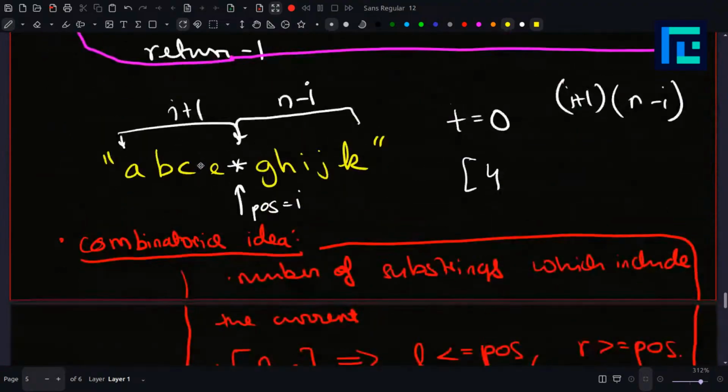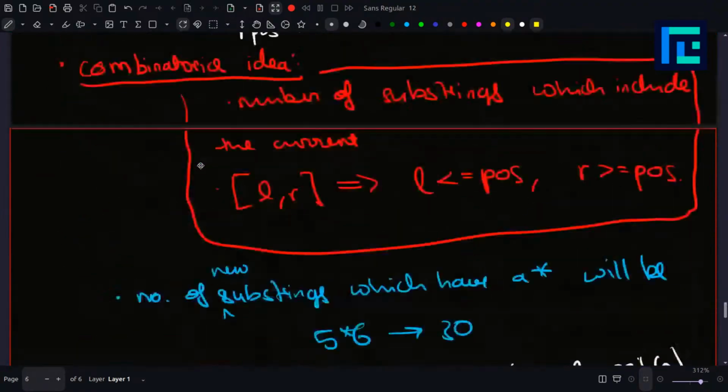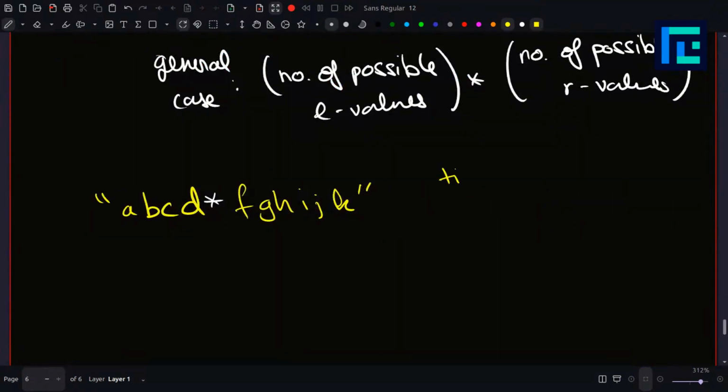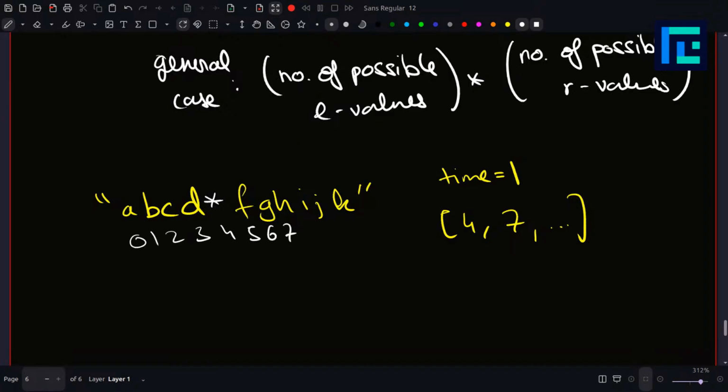Right. So at time equals 0, we already have the star. Now we're going to time equals 1, and we're going to convert some position, let's say 7 also, into a star. Okay, next position we're going to convert is 7. So this is position 0, 1, 2, 3, 4, 5, 6, 7. So H gets converted to a star.